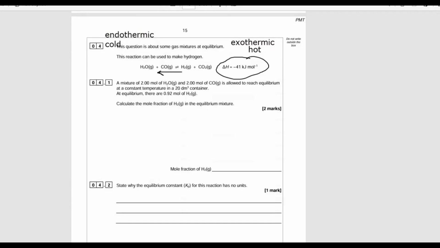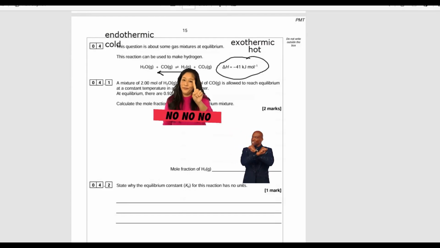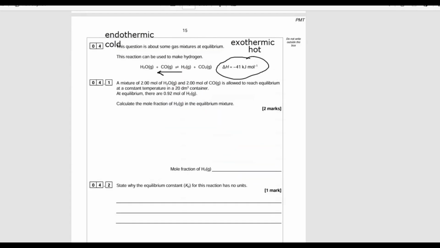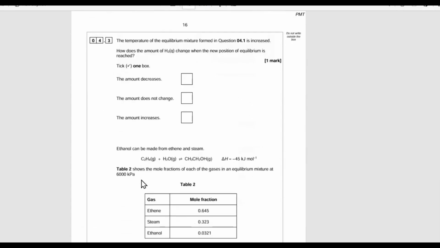The yield of hydrogen is going to decrease for those reasons, because if you increase the temperature, the reaction goes, no, I'm not having it, and it shifts the other way to make it cooler again. And so you get a lower yield. So for this particular reaction, to increase the yield, you wouldn't want to use a high temperature. So let's say the amount decreases, and that will get us a mark.